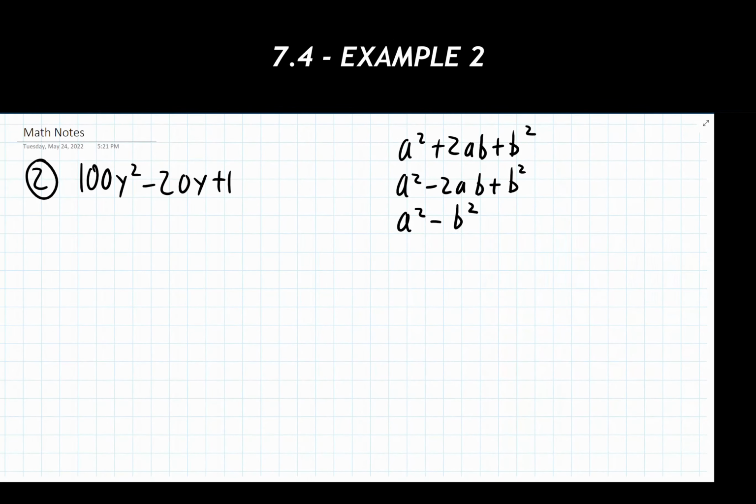Let's take a look at our second example. Here we have 100y squared minus 20y plus 1. And again, we're looking to see, is this a special product that I can factor out?